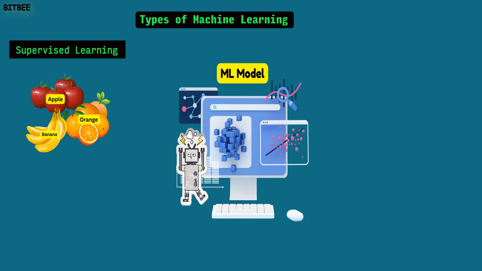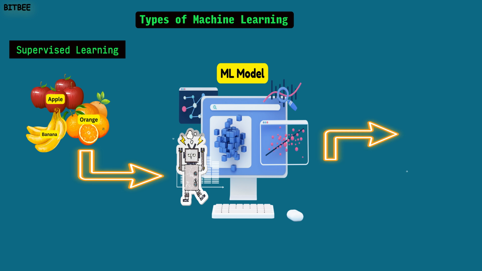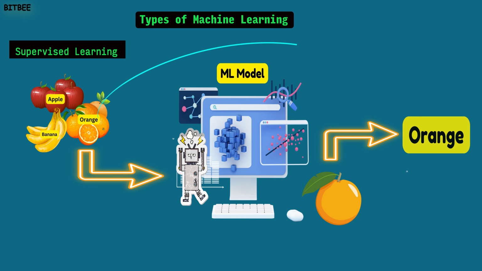If you observe the given diagram, there are different fruits which are labeled, and that is fed to the ML model. We are feeding one of the fruits as test data, and you can see the output is again one of the mapped or labeled data.